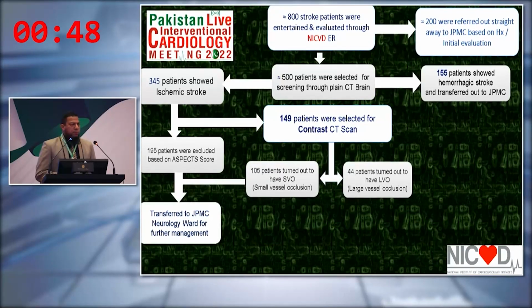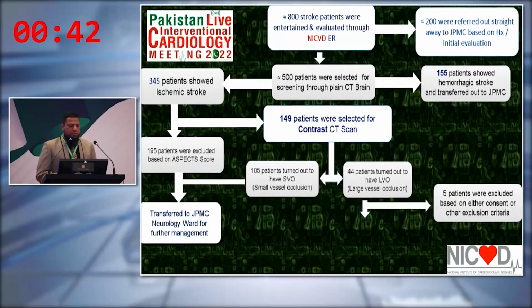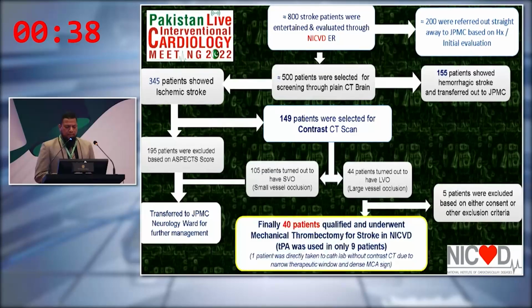And then finally, we were left with 44 patients who had shown the large vessel occlusion. Out of those, 5 patients were excluded because of the consent issue or other exclusion criteria. And finally, we were left with 40 patients who qualified for the mechanical thrombectomy, and we performed it. And TPA was used only in 9 patients according to the guidelines.